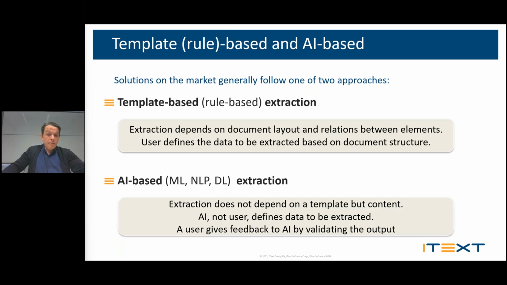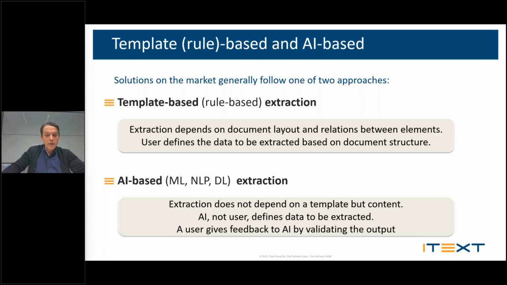Currently, there are two main approaches to data extraction: template or rule-based extraction, and AI-based. Template-based extraction depends on document layout and relations between elements inside the document. The user defines the data to be extracted based on the document structure.